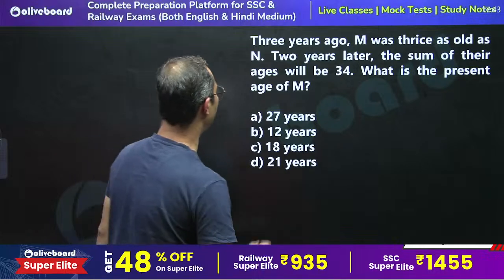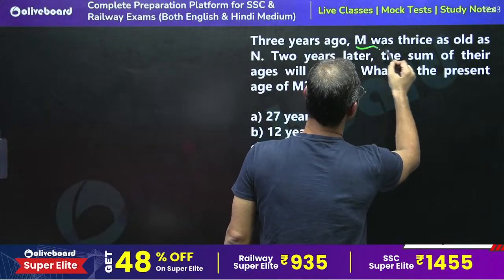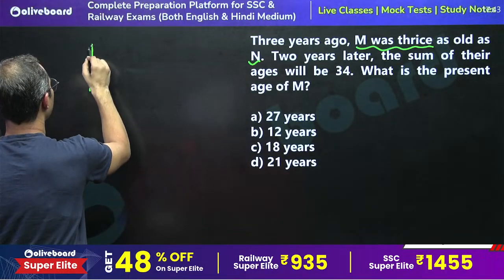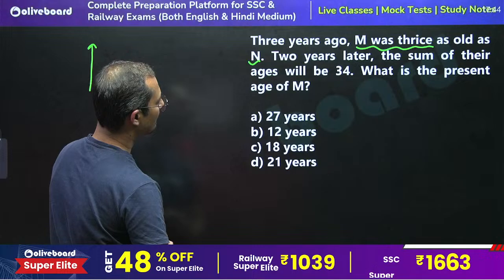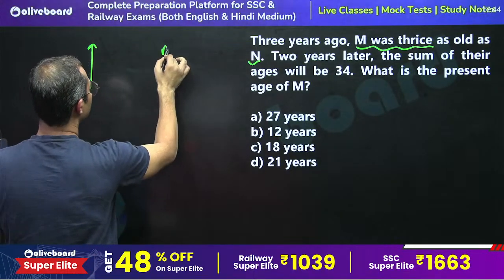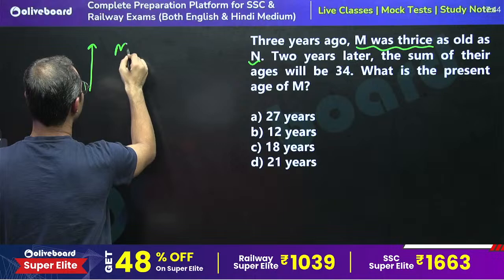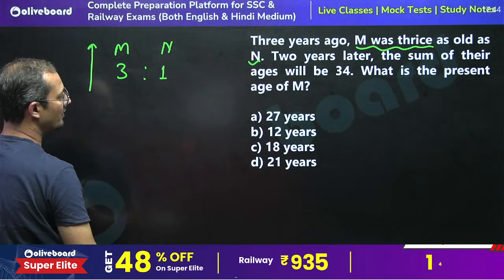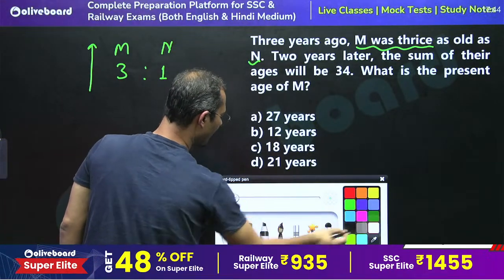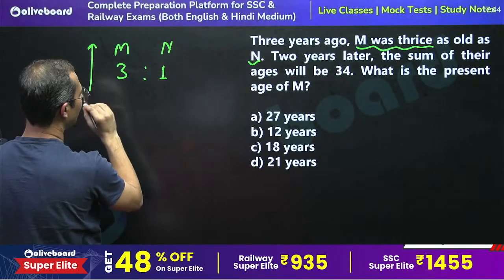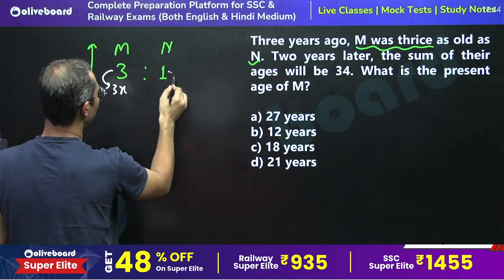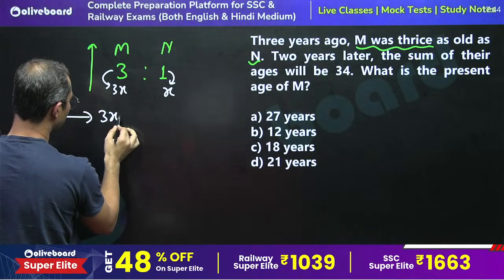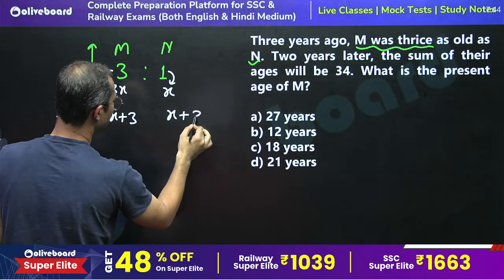See, the question is reading, 3 years ago M was thrice as old as N, right? So we can say that the ratio for M and N 3 years ago is 3:1. Or simply we can say that before 3 years M is 3x and N is x years old, right? So what would be their present age? So present age would be 3x plus 3 and x plus 3, right?